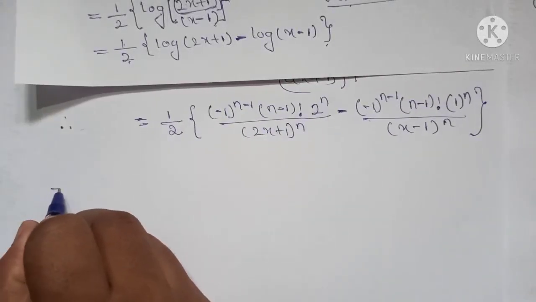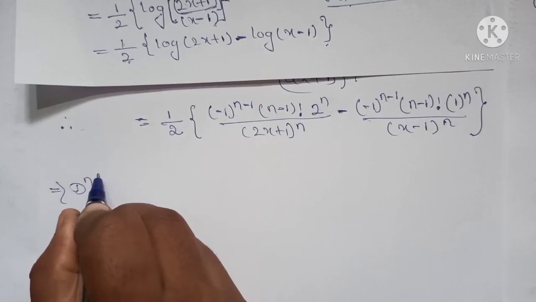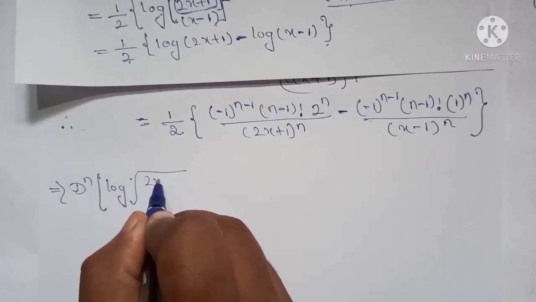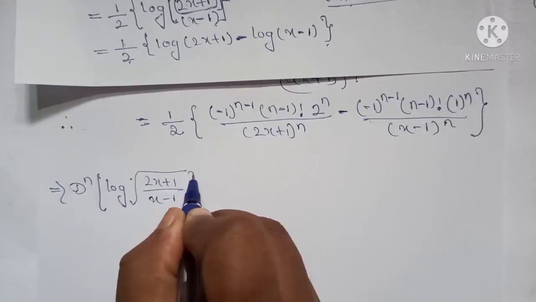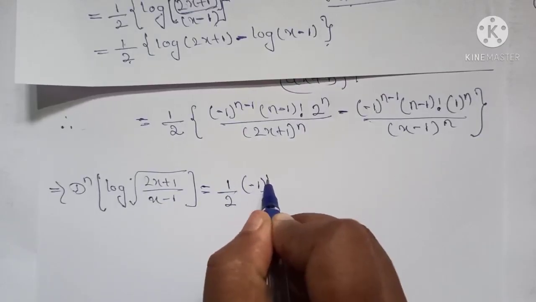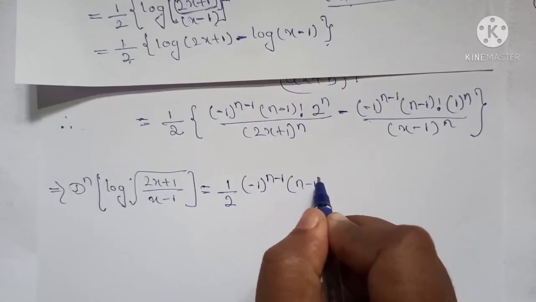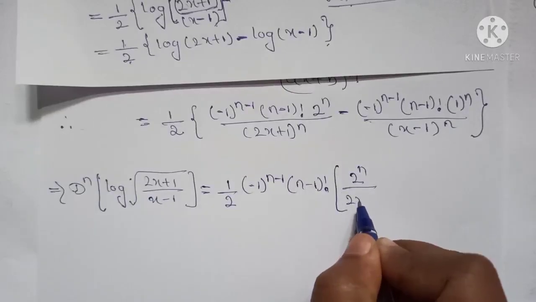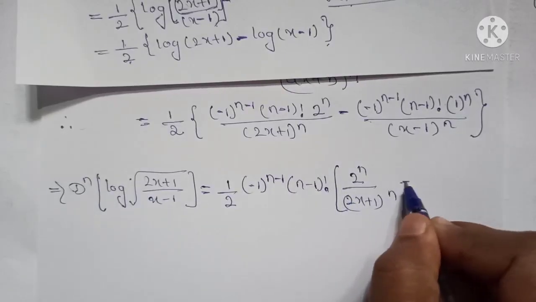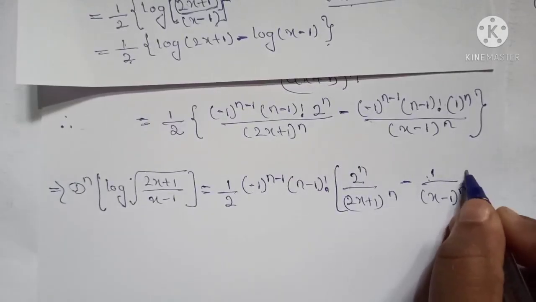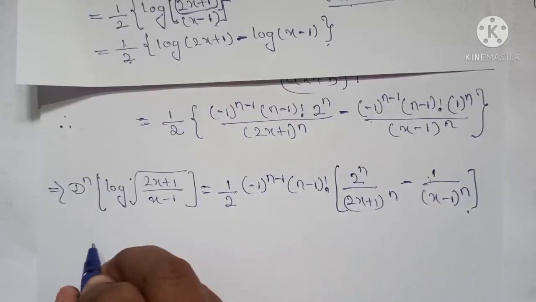So further simplifying, the nth derivative of the given function log of root of (2x plus 1) divided by (x minus 1) is equal to 1 by 2. Here we can take (minus 1) raised to n minus 1 and factorial of n minus 1 as common. We get 2 raised to n divided by (2x plus 1) raised to n, minus 1 divided by (x minus 1) raised to n. So this is the required answer.